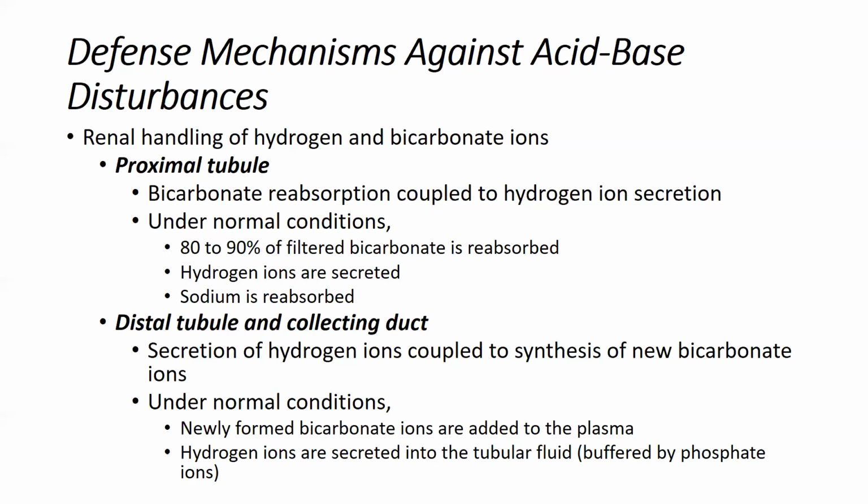Okay, when we talk about the distal tubule and the collecting duct, secretion of hydrogen ions is coupled again to new bicarbonate synthesis. So these two processes work hand in hand. So we're going to secrete hydrogen ions, lose them into the urine, as well as make new bicarbonate. Okay, and those two scenarios will help to rectify that acid-base disturbance.